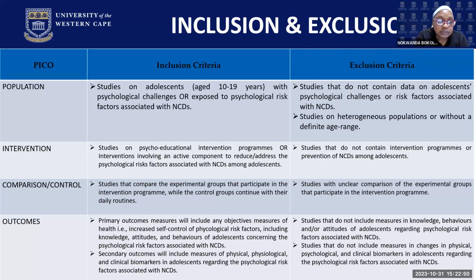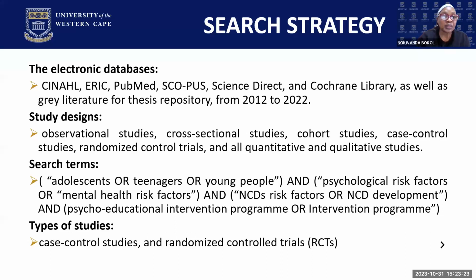And for comparison, studies that compare the experimental groups that participate in the intervention program while the control group continue with their daily routine. And for the outcome, the primary outcome measures will include any objective measures of health, and the secondary outcome will include measures of physical, physiological, and clinical biomarkers in adolescents regarding psychological risk factors associated with NCDs. And for the exclusion criteria, it's just exactly the opposite.